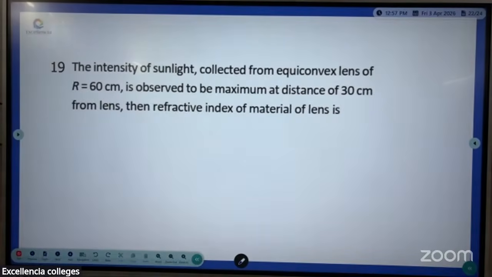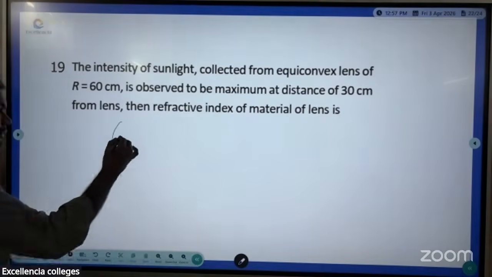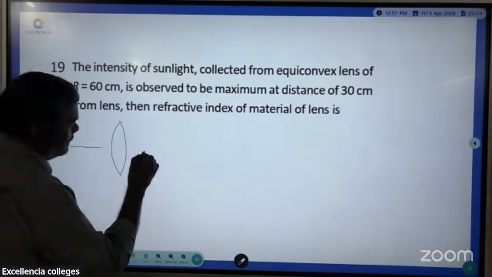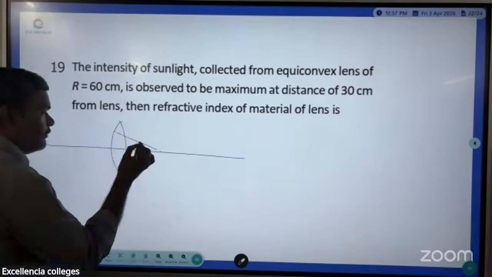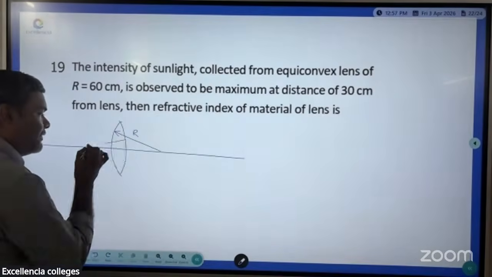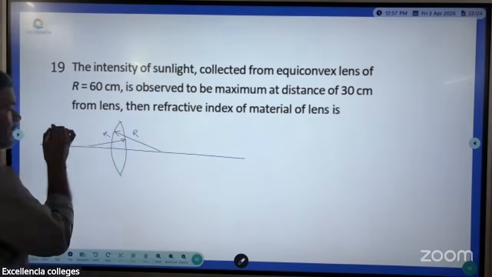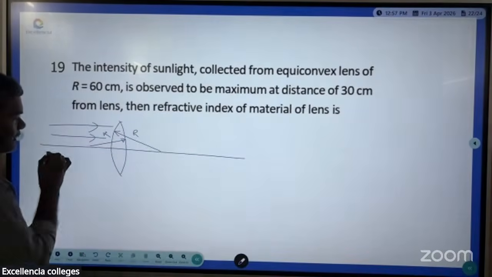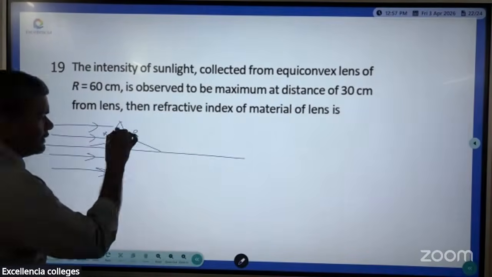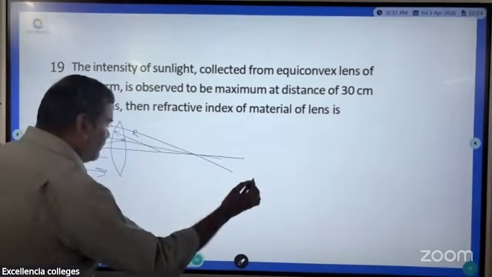Okay. The intensity of sunlight connected from equiconvex lens of radius 60 centimeter observed to maximum distance of 30 centimeter from lens, and refractive index of materials. Very nice. Right. So this is the equiconvex. So radius of curvatures are going to become same. And light is coming from here. And it's kind of away. So this will converge at this point called as the focus.